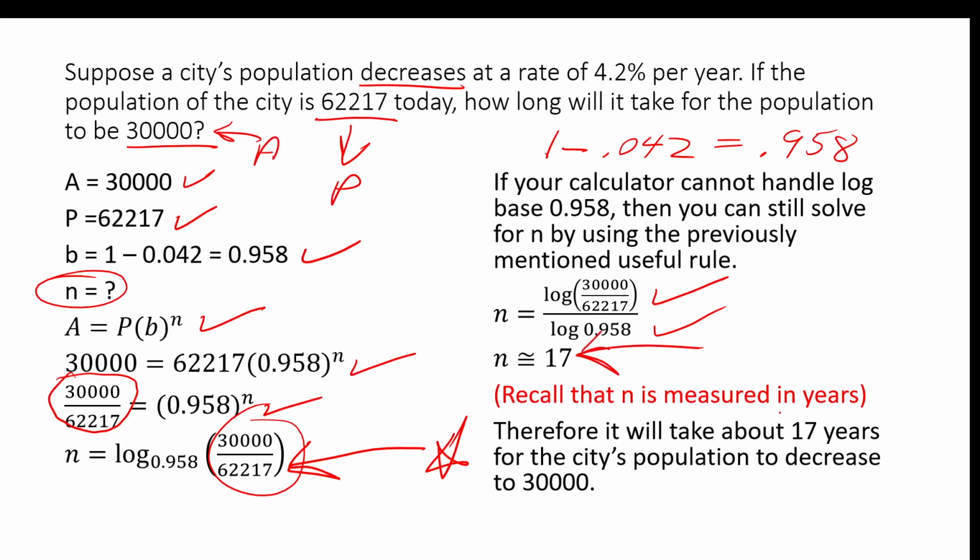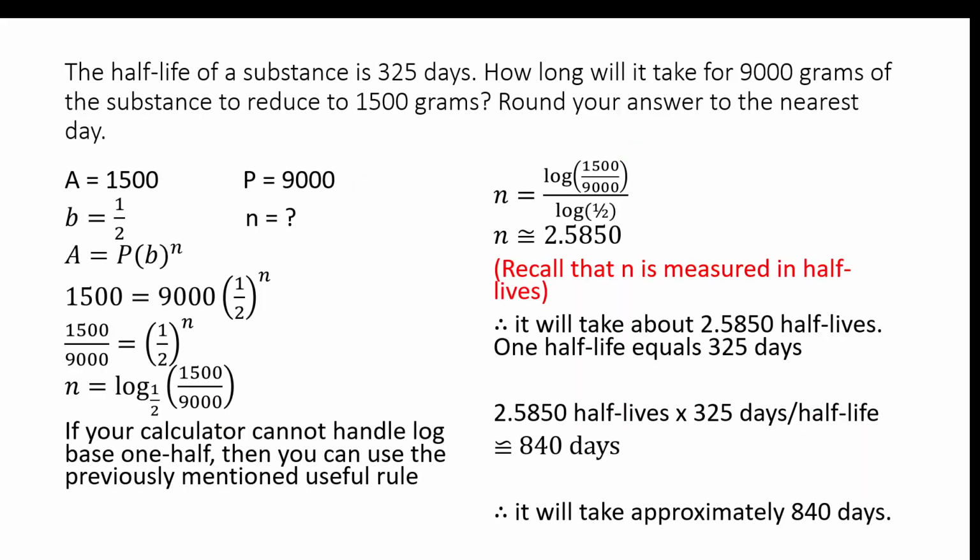And since it's measured in years, we can say it'll take about 17 years for the city's population to decrease to 30,000. Now, what if we have a substance with a half-life of 325 days, and we want to know how long it'll take for 9,000 grams to reduce to 1,500 grams? Well, the final amount is 1,500 and the initial amount is 9,000. The base is 1/2 and n is unknown.